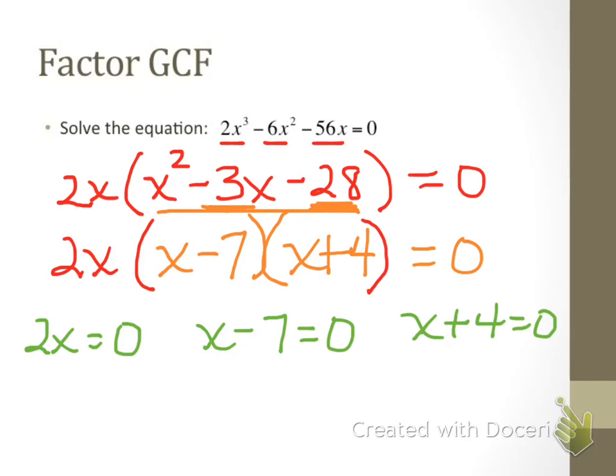So now we solve each one. Here I would get an x equal to 0 because I would divide both sides by 2. Here I would get an x equal to 7 because I would add 7 to both sides. And here I would get an x equal to negative 4 from subtracting 4 from both sides. So those are our three possible solutions to this equation. X could equal 0, x could equal 7, and x could equal negative 4.